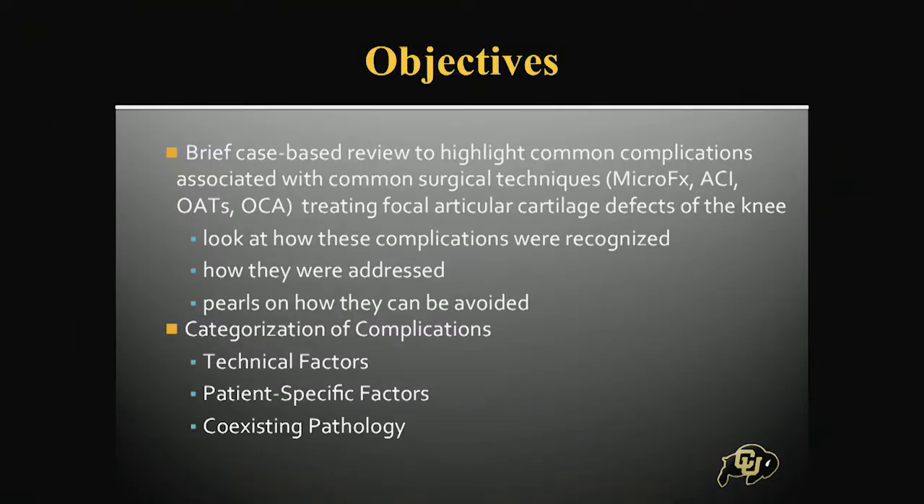So, my goal over the next 10 minutes is to give you a brief case-based review of the common complications associated with 4 of the most common surgical techniques for treating focal articular cartilage defects of the knee. Those 4 techniques will be microfracture, autologous chondrocyte implantation, osteochondral autograft, and osteochondral allograft transplant. Through these cases, we'll look at how the complication was recognized, how it was addressed, and maybe a little bit about how it can be avoided.